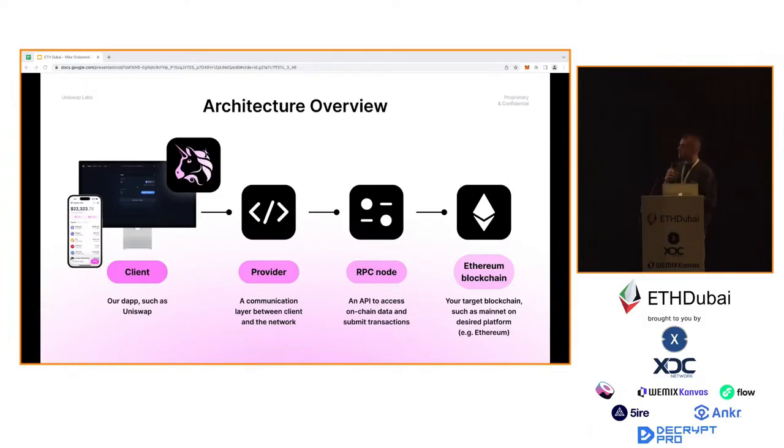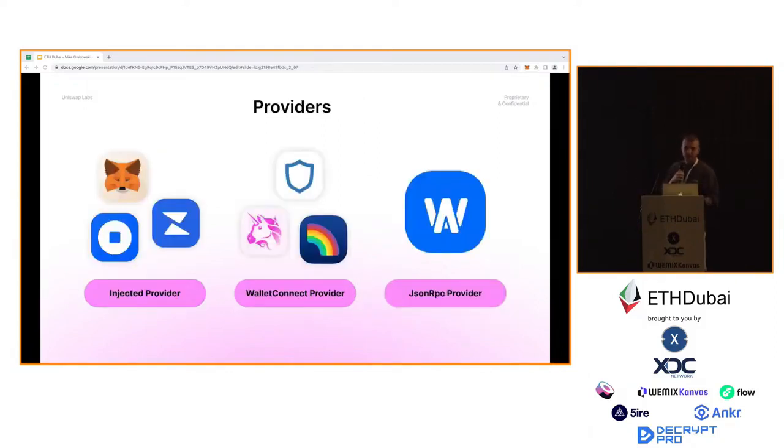And that connection happens via a provider, and the provider is usually exposed by a wallet just because certain transactions need to be signed, or pretty much verified that it's you. And there are different types of providers. Typically, we have three: injected provider, Wallet Connect provider, and JSON RPC provider.